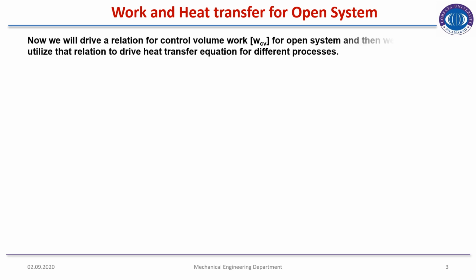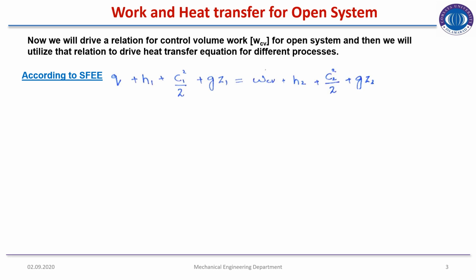Work and heat transfer for open system. Now we will derive a relation for control volume work WCV for open system, and then we will utilize that relation to derive heat transfer equation for different processes according to steady flow energy equation. So the steady flow energy equation is mentioned: Q plus H1 plus C1 square by 2 plus GZ1 is equal to W control volume plus H2 plus C2 square by 2 plus GZ2. Q is the heat interaction between system and environment.